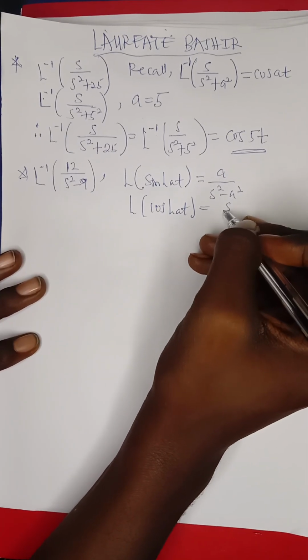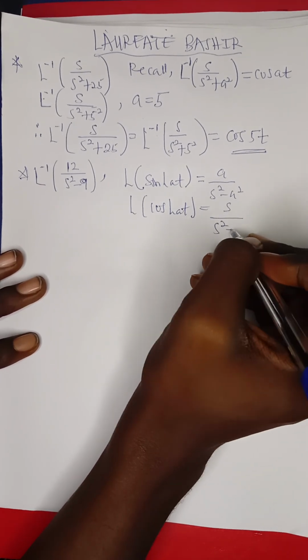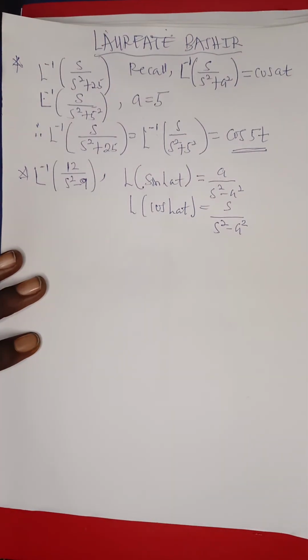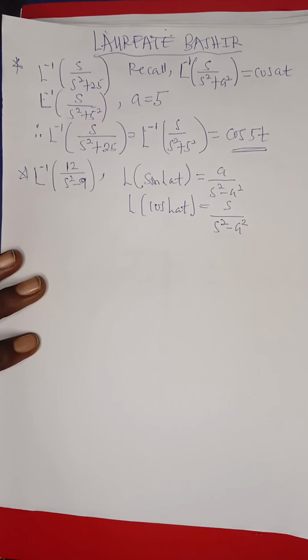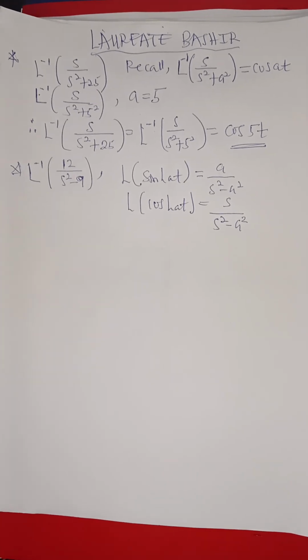S over s square minus what? Minus a square. That's for cos at. Now look at the same thing what you have there. You can see that s over what? S square minus a square. And what you're having here is 12, not s, right? It is 12, not s.